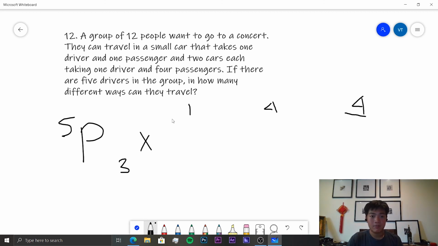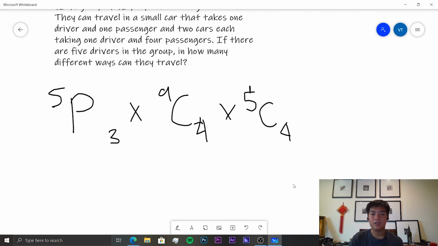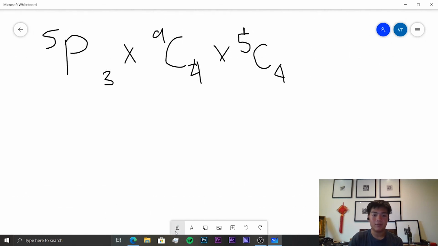So in this case, how many people do we have left? 9 people, choose 4. And then we would need to multiply this with the remaining: we would choose another 4 people for this car. So out of the remaining 5 people, we need to choose 4 of them to ride in that car, leaving us with 1 person to ride in the small car. We don't have to do 1 choose 1, since that's just 1. So if we calculate this, we should have the number of different ways they travel.